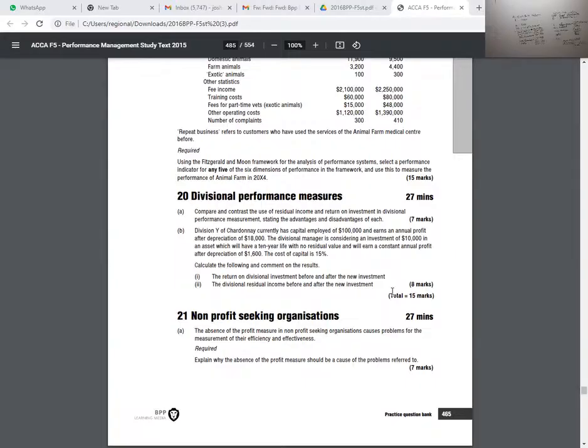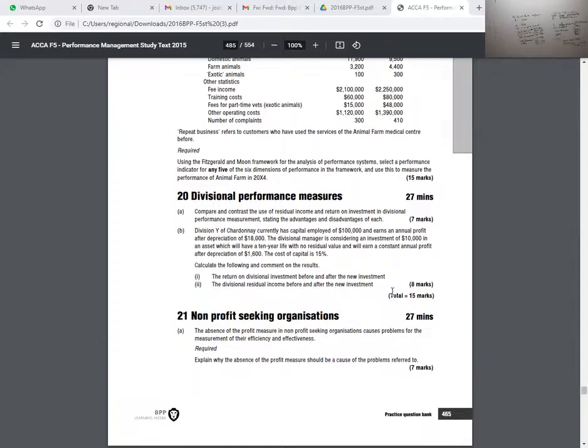So question number 20B: division Y of Chardonnay currently has capital employed of 100,000 and earns an annual profit after depreciation of 18,000. The divisional manager is considering an investment of 10,000 in a net asset which has a 10-year life with no residual value and will earn a constant annual profit after depreciation of 1,600. The cost of capital is 15%. Calculate the following and comment on the results.